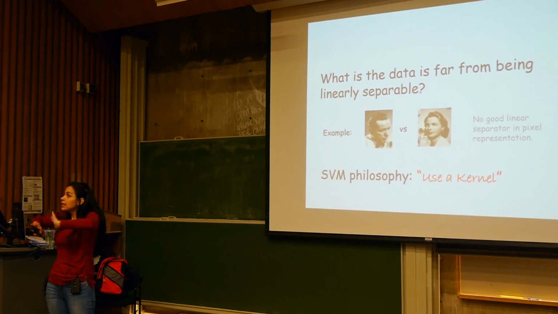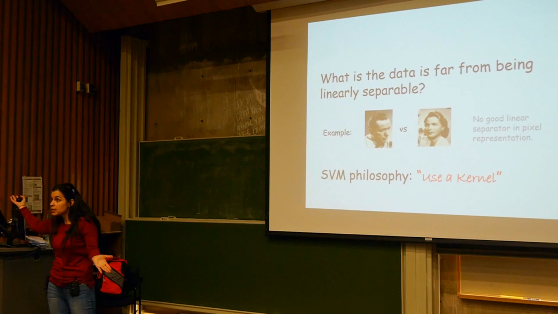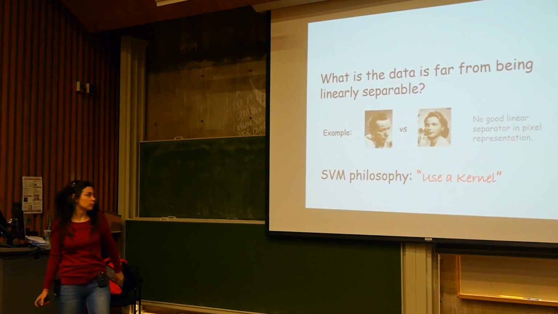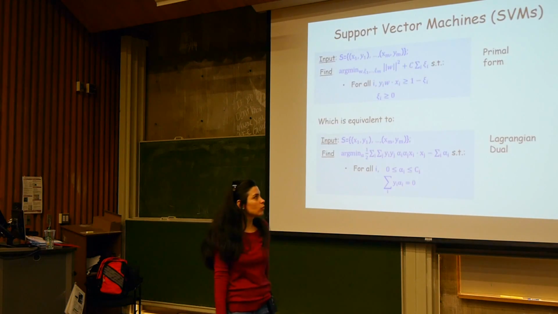And why is it important to implicitly access the higher dimensional feature space? Because I get computational savings. I never have to go there explicitly. So that's a kernel function, and we're going to try to use the kernel.